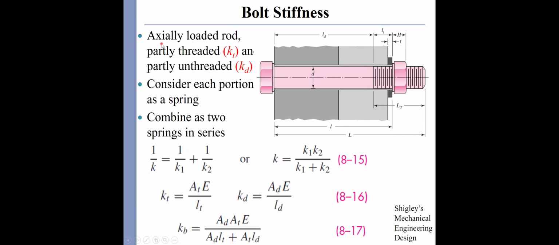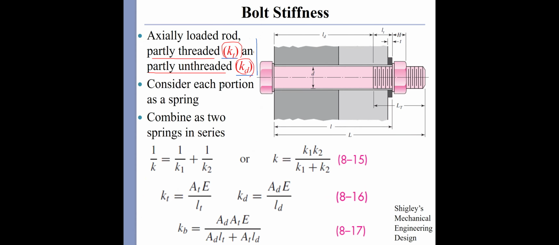So first let's focus on the bolt stiffness. The bolt rod is partially threaded and partially unthreaded. We can define a joint with the bolts, nuts, and the members, with thread and unthread, and each of them has its own stiffness, or spring constant, K. In this case, we define the spring constant for the partially threaded portion as KT, and the unthreaded as KD.